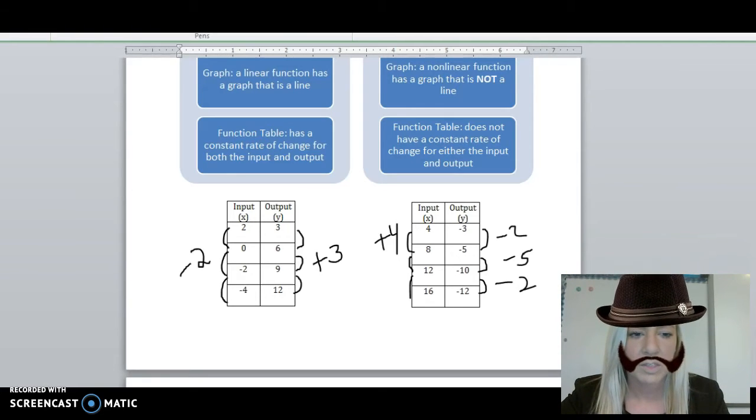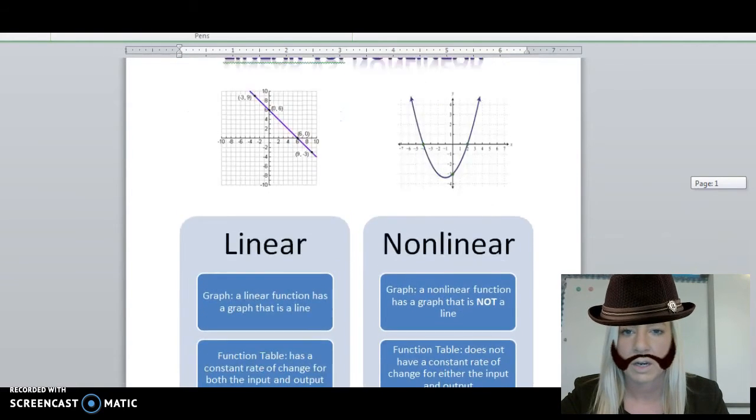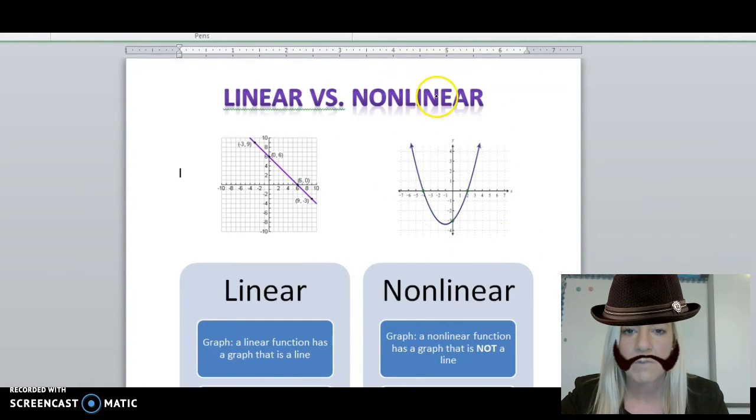All right, this concludes your video on determining if something's a function or not a function, as well as something that's linear versus nonlinear. Now you can have a graph that's nonlinear, but still considered a function. So if I apply what we learned about in the beginning of the video, this line passes the vertical line test. Therefore, this is considered to be a function, but it's a nonlinear function.